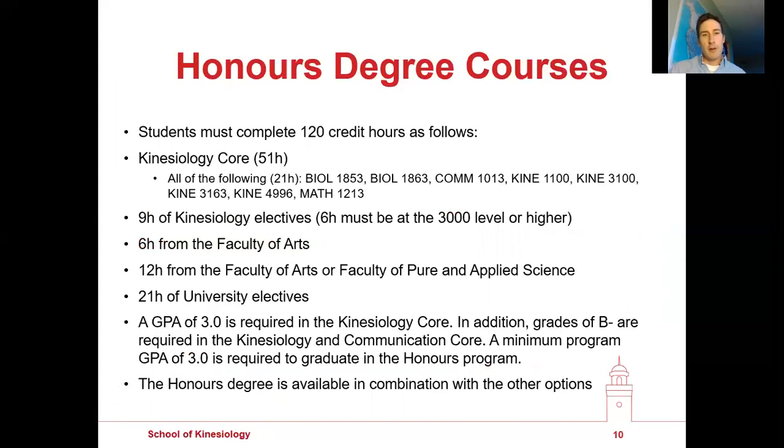So in terms of the calendar description of what it takes to get a Bachelor of Kinesiology honors degree, it's very much the same as what you would see for a Bachelor of Kinesiology degree, except you have to do that 3163 and you have to do your thesis. The 2 things that I would bring your attention to are at the bottom in terms of the GPA requirement. As I said, you do have to be a strong student. So there is a GPA requirement in the kinesiology core, as well as a program requirement to graduate with an honors degree. And the last thing is that the honors degree is available in combination with some of the other options that are going to be explored here. So it can get kind of messy and busy, but you can do an honors degree while also doing some of these other things that we've talked about in this slideshow.